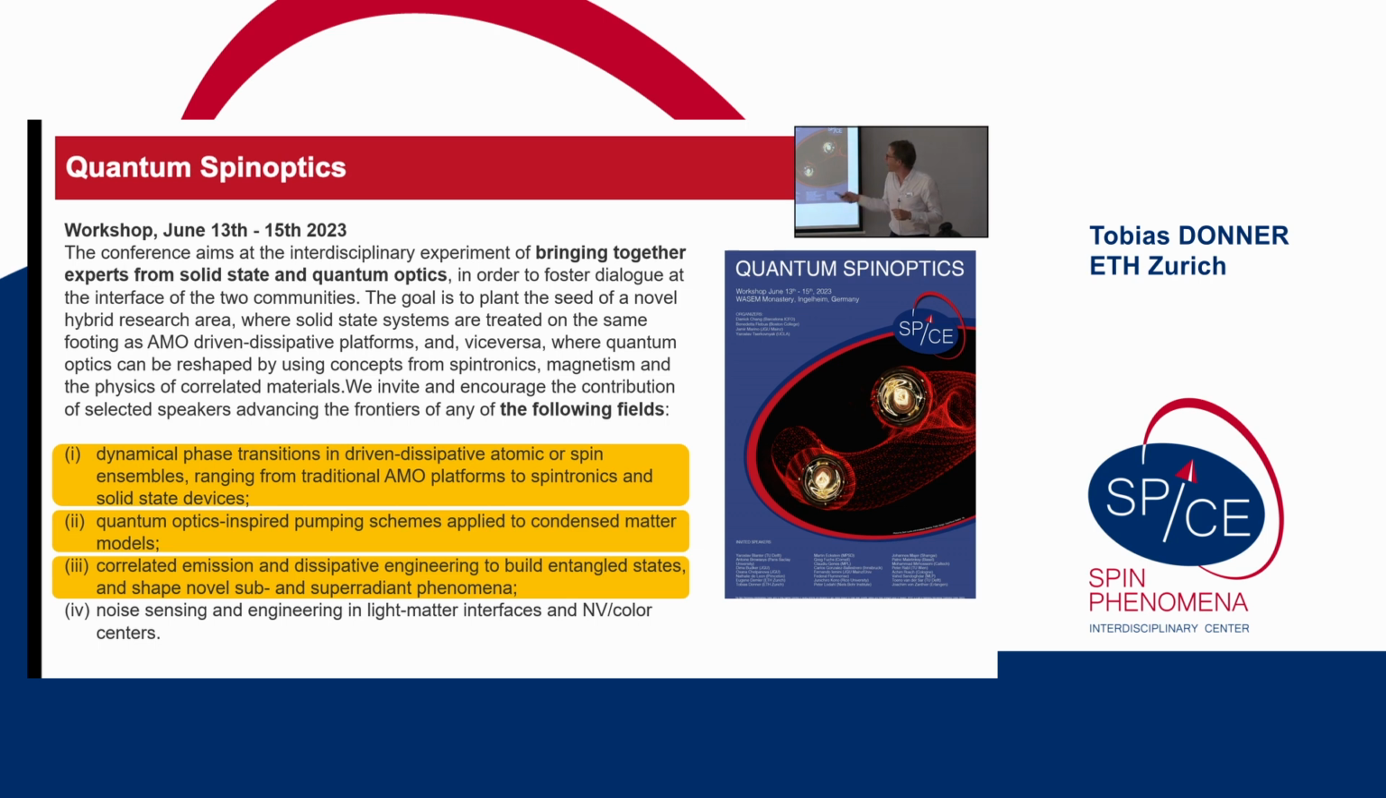So you see, I would like to show you a dynamical phase transition in a driven dissipative atomic ensemble. I would like to show you how we can make use of that system to create a pumping scheme, which you might know from condensed matter models. And last but not least, I would like to show you how we make use of a superradiant phenomenon to generate pairs of atoms which are correlated in both spin and momentum. So that's the program. I will not cover the last point.